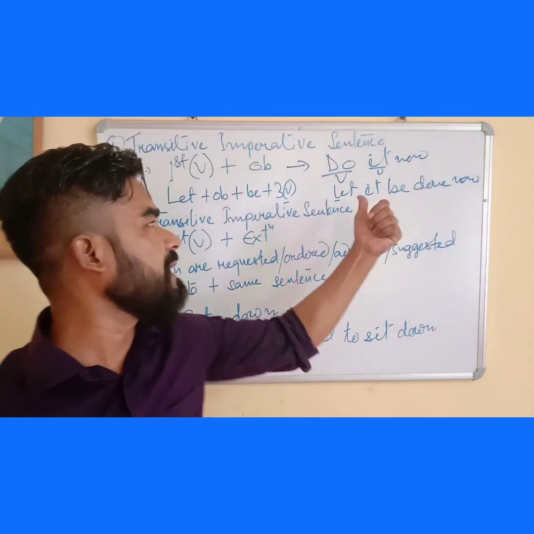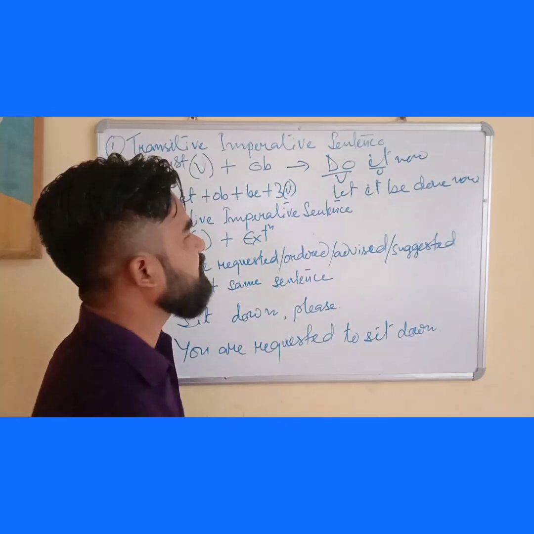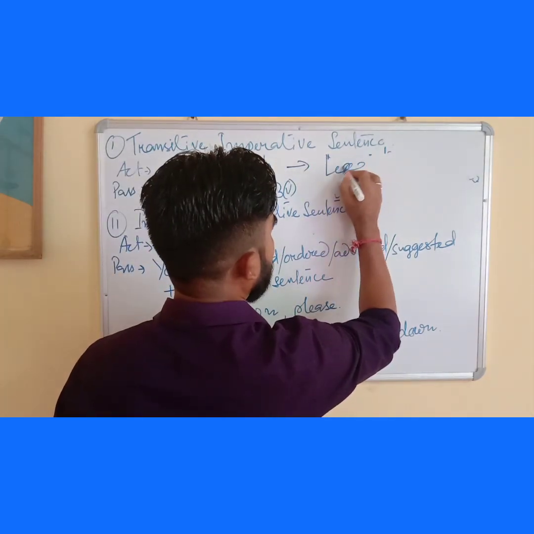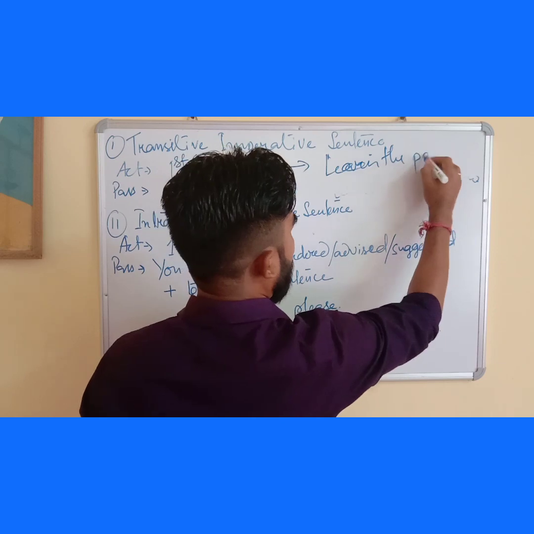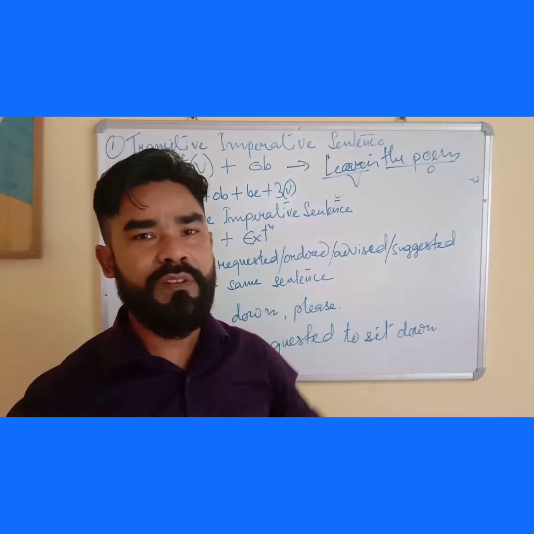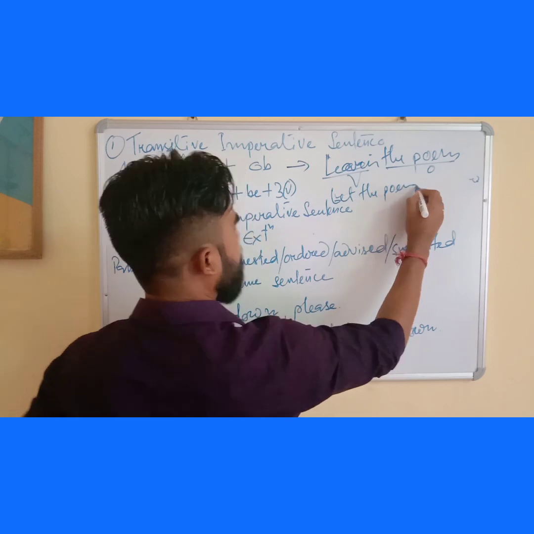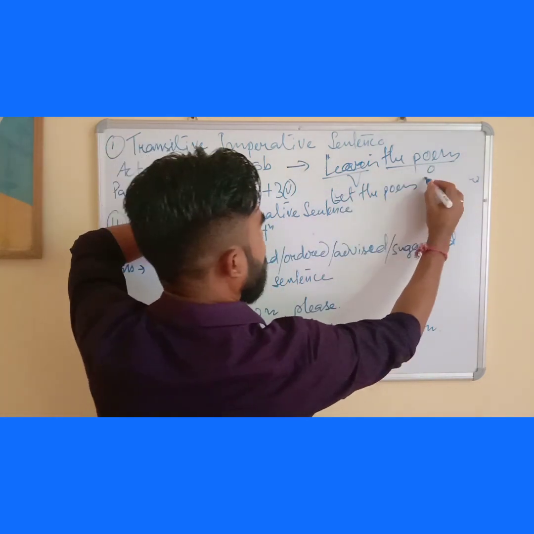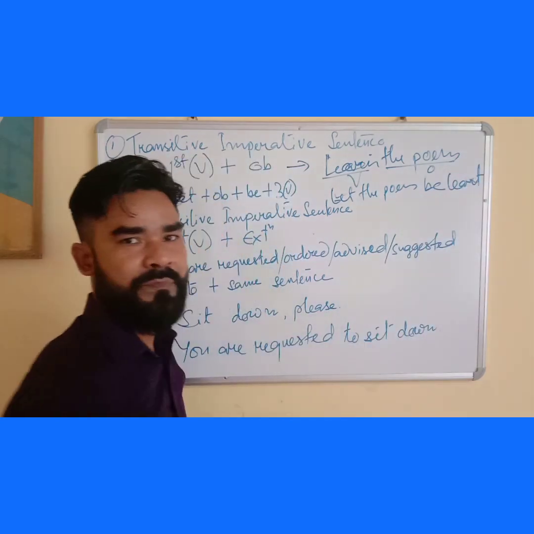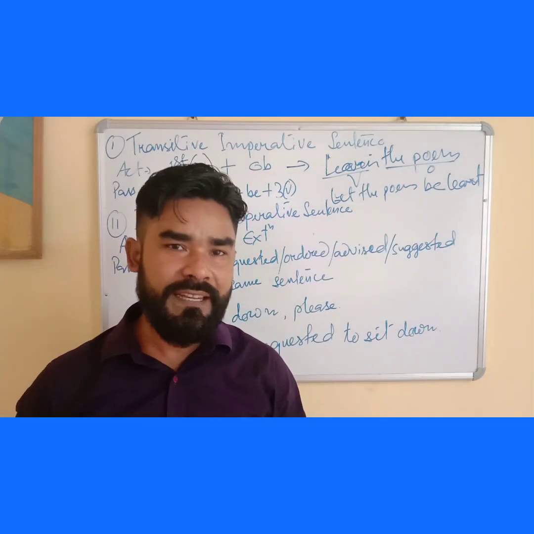Let it be done now. Very simple. Whenever verb and object are there, we can write it easily. For example, another example: learn the poem. Learn is the verb, poem is the object. What we can do: let the poem, passive be, and third form of verb. Let the poem be learned. T, not D, T. So this is the transitive imperative sentence.